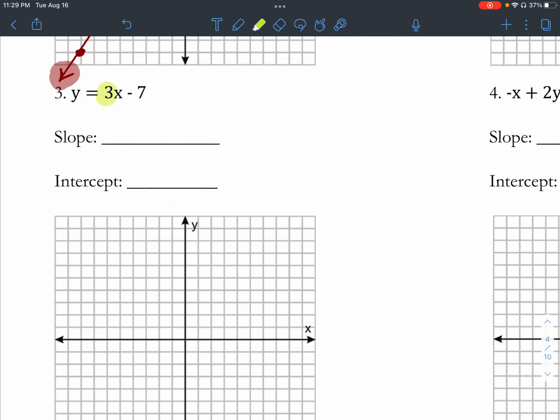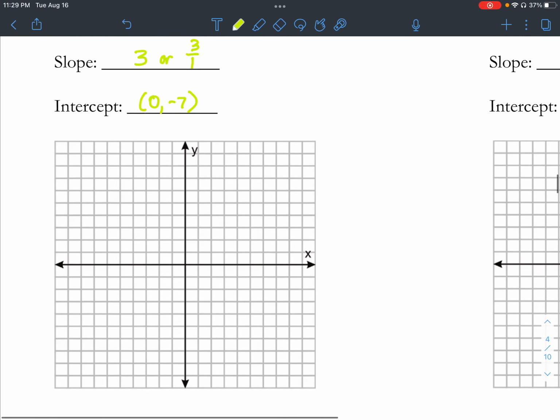If we look at the M value and the B value one more time, my slope here is going to be the value of 3, or what I often write as a fraction, especially when it comes to slopes. It's easier to see that as the rise over the run. Your y-intercept is 0, -7. If we come down to our graph again, 0, -7 shows up right there. This looks like I'm going up and to the right, up 3, right 1.